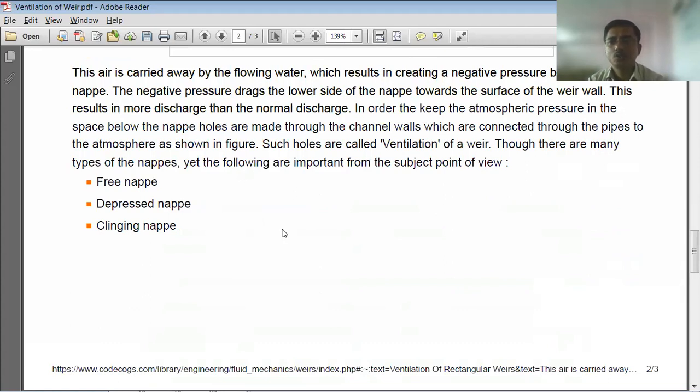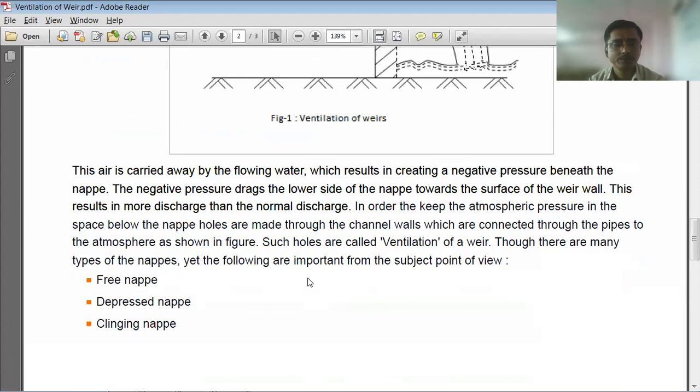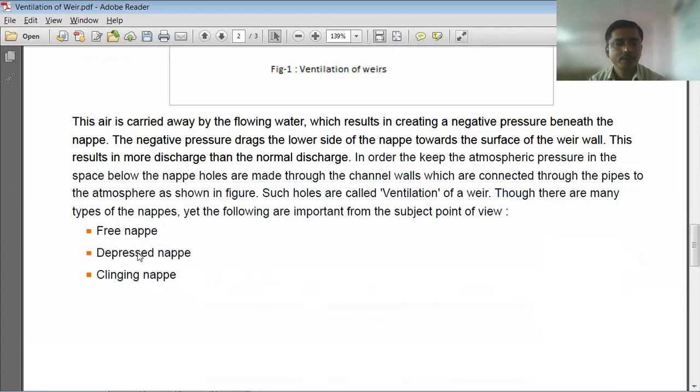Though there are many types of nappe, following are important types of the nappes. तर नॅपे जे आहेत, हे पडणारे पाण्याचं जे शीट आहे दॅट इज कॉल्ड ॲज द नॅपे. And this nappe have these types. What are the various types of nappe? Free nappe, depressed nappe, and clinging nappe.